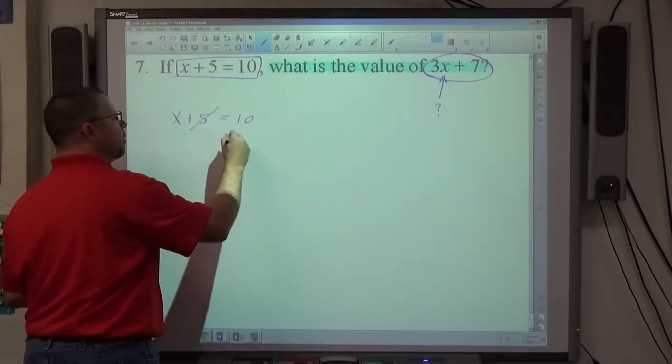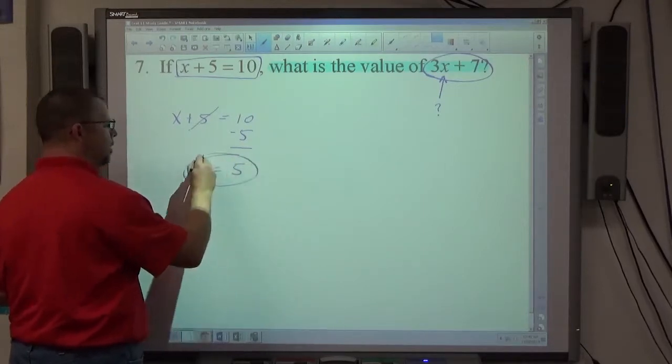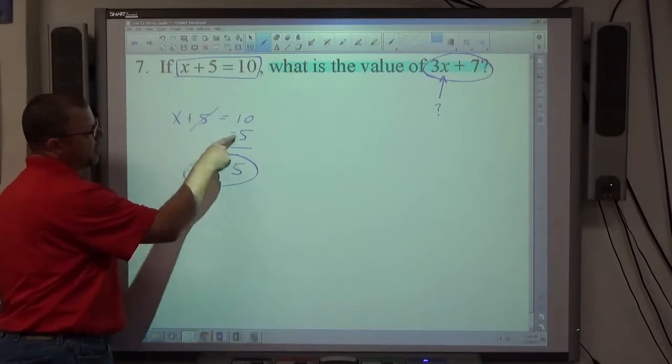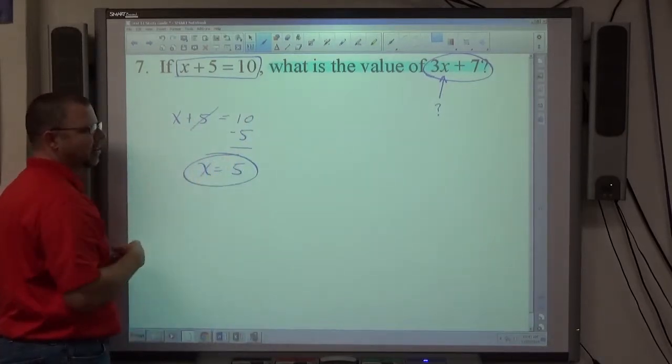So I'm going to move the 5 over here. That gets me x equals 5. All right, that's not the answer to the problem, that's just what x equals. But again, if I move the 5 over, it becomes negative, the signs are different, so I subtract, 10 is bigger, so it's positive, x equals 5.